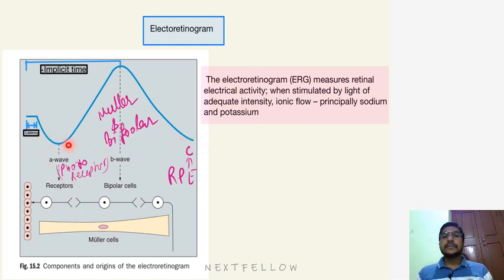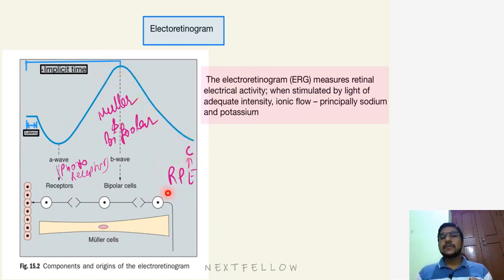So why is the A wave formed? It is because of the influx of, obviously, sodium ions. So basically at first there is a hyperpolarization. Just remember, the cells responsible for this A wave are the photoreceptors, the rods and the cones. Then there is the interaction of the photoreceptors with the Muller cells and the bipolar cells. This forms the B wave, and then there is a slight negativity.